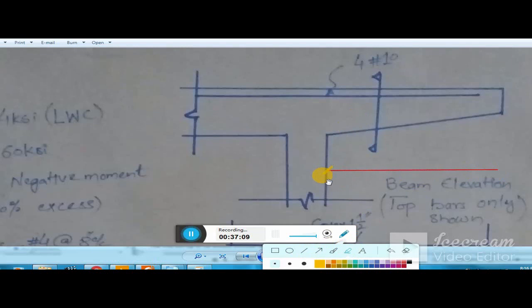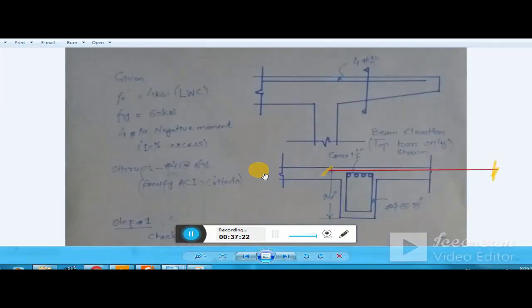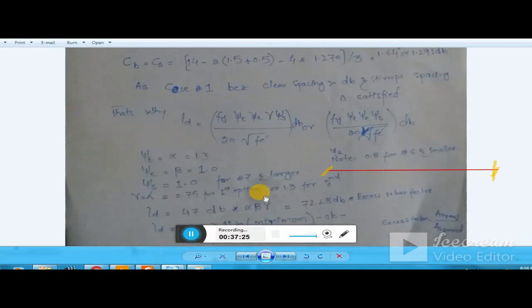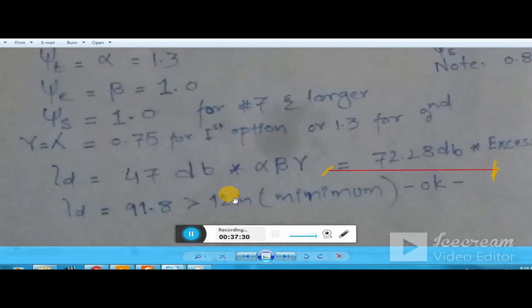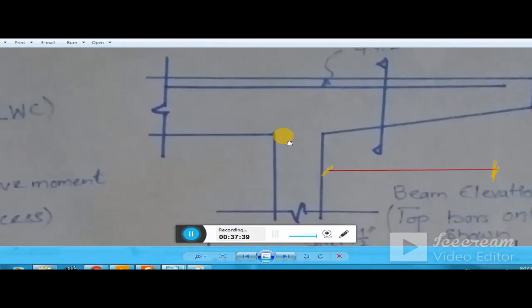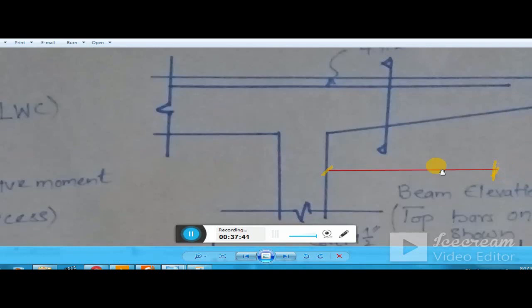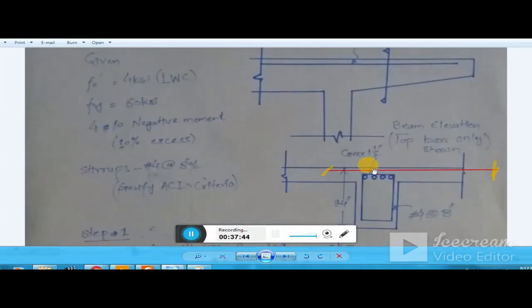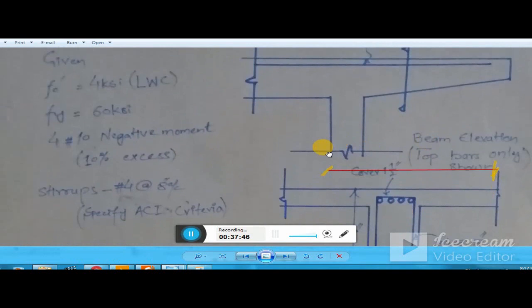This is an important question, and we have to answer it. We have to check whether we have this much, that is 91.8, roundabout 92 inches. So is this 92 inches of space available here or not? That is the key question, and we must answer it at the end.